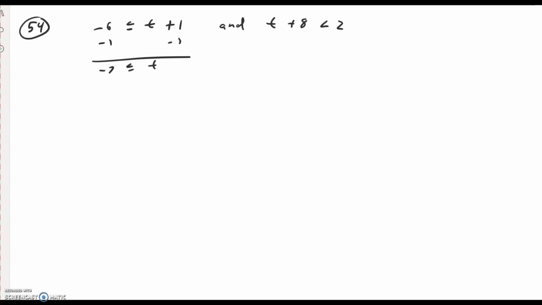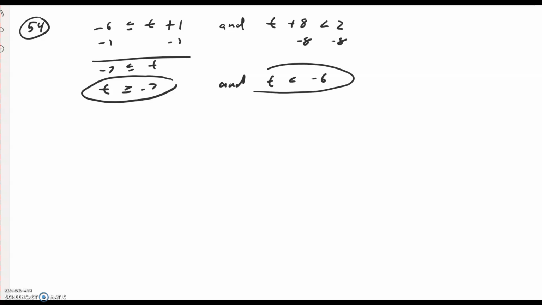And then if -7 is less than or equal to t, that implies t is greater than or equal to -7. I like to have the variable on the left-hand side, and then we have an and here, we can take away 8 from both sides, and we get t is less than -6. And these are being combined with an and, so let's graph the first one.